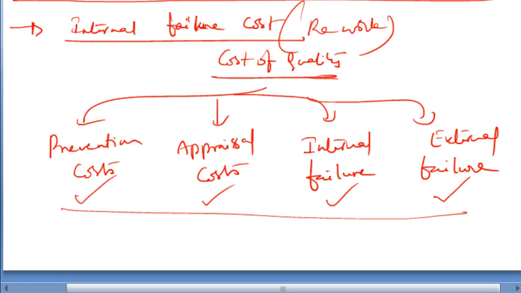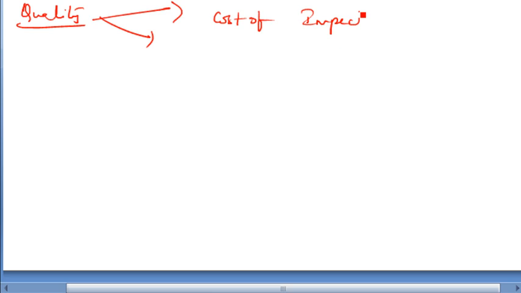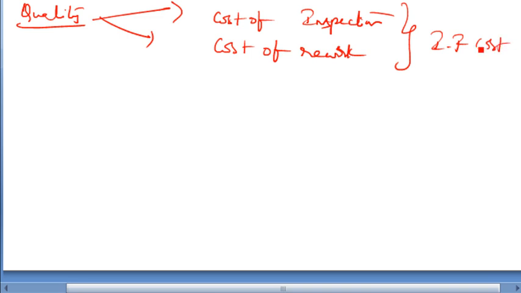Right, chalo. Now, it's an internal failure cost. So what are the things? As you can see in the question, to maintain the quality, they are incurring 2 types of cost. One is cost of inspection, because they're trying to inspect things. Other one is cost of rework. This is nothing but internal failure cost. Both of them are internal failure cost.